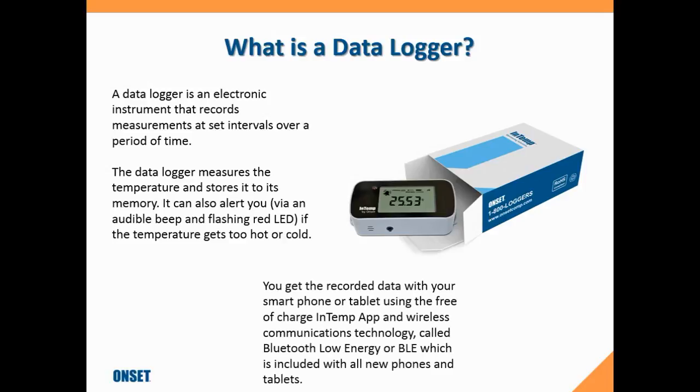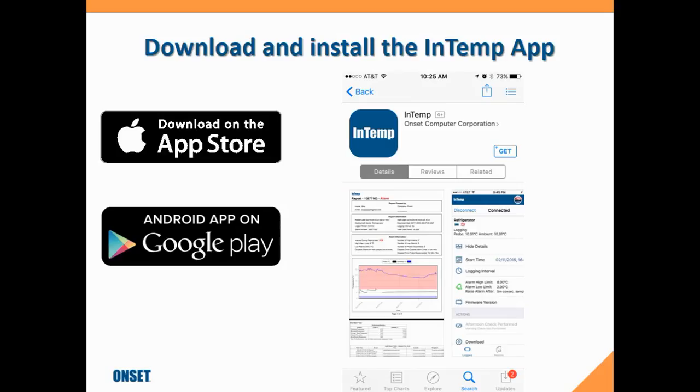With our system, you get the recorded data with your smartphone or your tablet using the free of charge InTemp app. It communicates with a wireless communications technology called Bluetooth Low Energy, which is included in all new phones and tablets. You can get the InTemp app from the App Store for your iPhone, so your Apple device, or from Google Play if you're using an Android device like a Nexus, an HTC, or Droid phone or tablet.